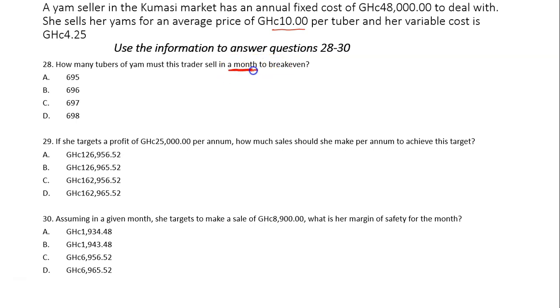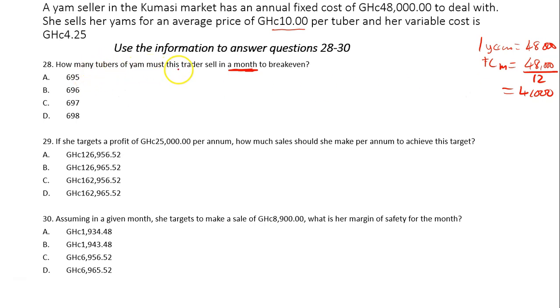The question is based on months. When you look at the above information, they say annual fixed cost of 48,000. It means that the fixed cost for 1 year is 48,000. So we need to know the fixed cost for a month. So the fixed cost for one single month should be 48,000 divided by how many months are in a year? 12, isn't it? So 48,000 divided by 12 is 4,000. So the fixed cost for a single month is 4,000.